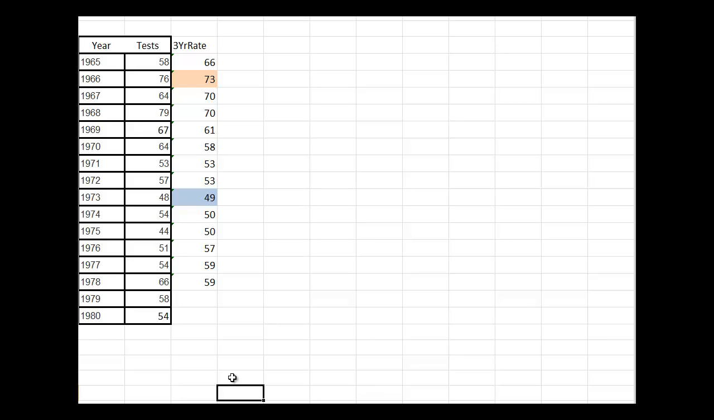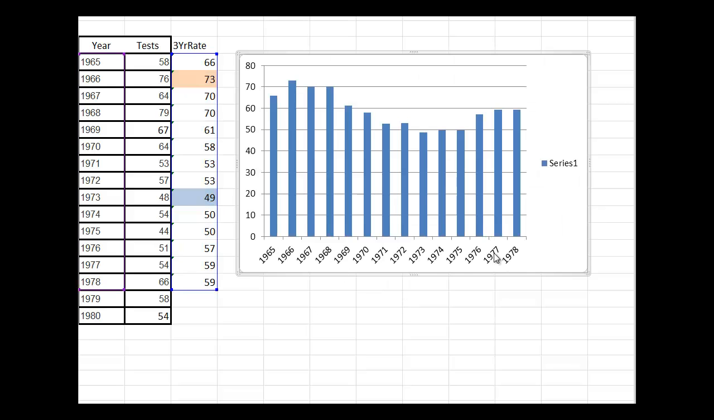We could also look at this visually to actually graph the rate. If I highlight this rate column, we can see that the highest one is in 1966, which is what we got, and the lowest one is in 1973, which is what we got, and those are the numbers.